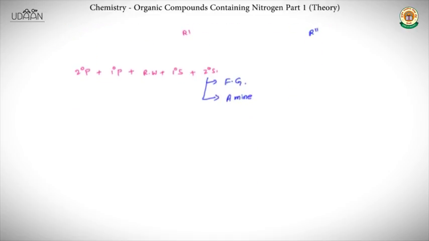Let's look into the examples of these. For primary, let us consider an amine like CH3NH2, and for secondary, let us consider CH3NHC2H5. Whereas for tertiary, let us take CH3, CH3, C2H5.